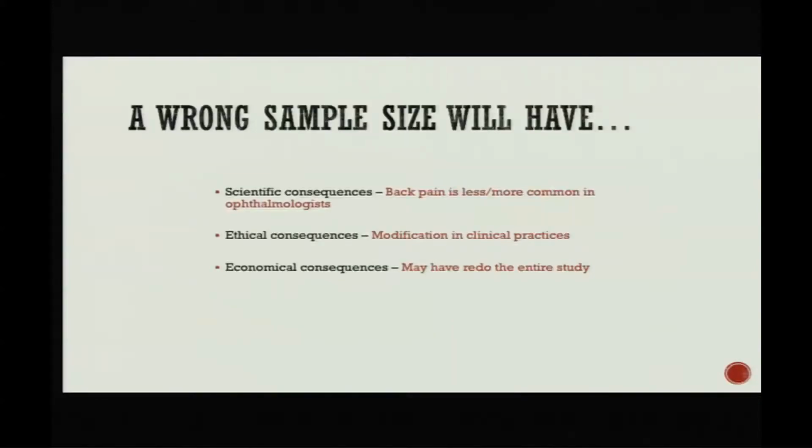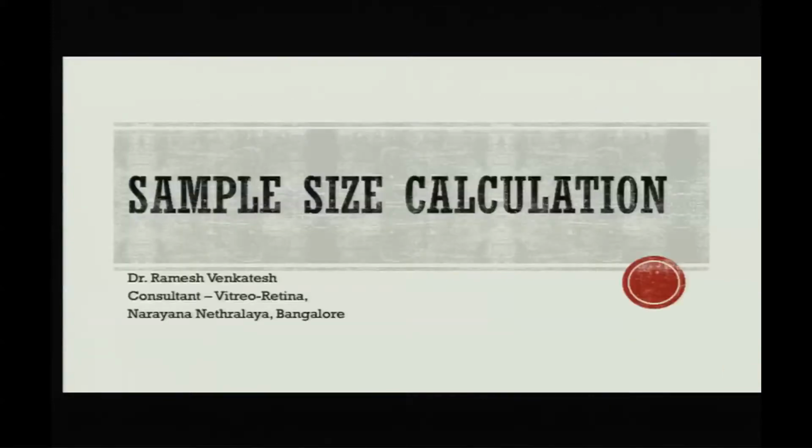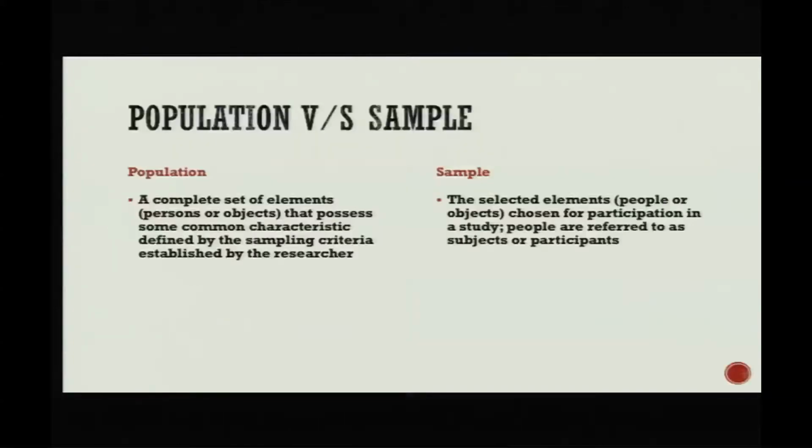So a wrong sample size will eventually have scientific consequences because you will not have the right kind of results. It will have ethical consequences because your results will eventually modify the clinical practices, and economical consequences because you may end up redoing this entire study if your sample size is not right. So with this background, we will talk about how easy and how important it is to understand the concept of sample size calculation.